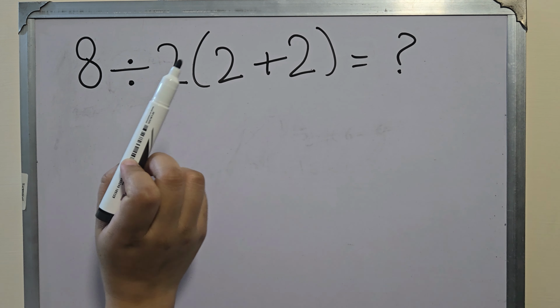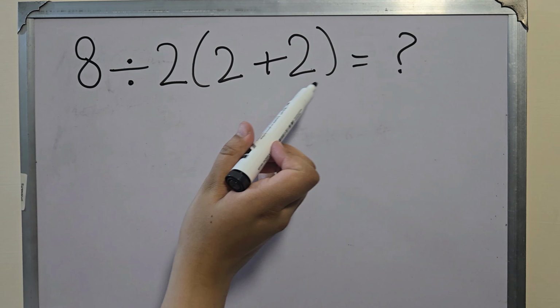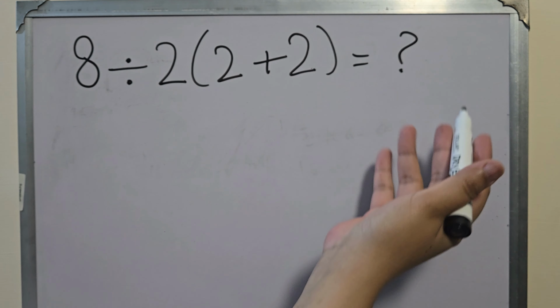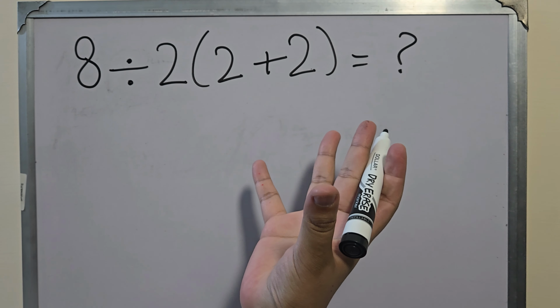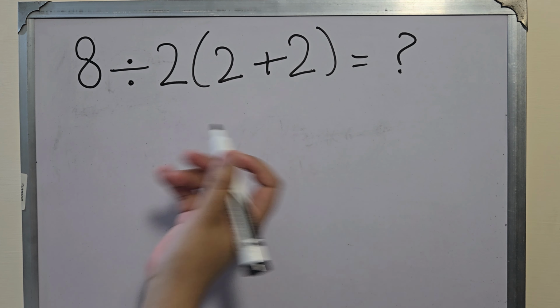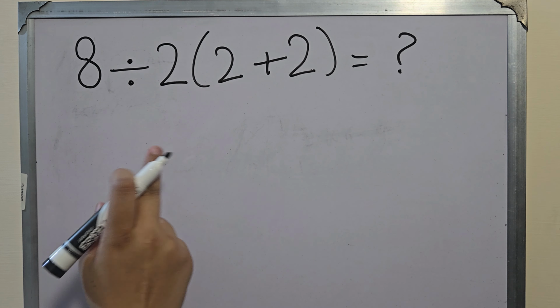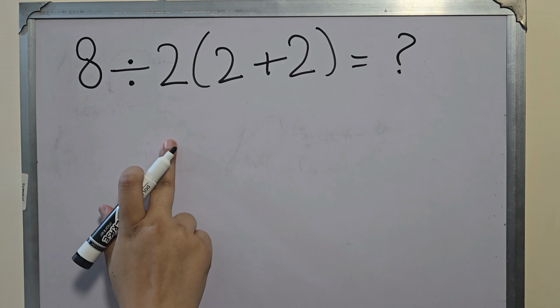Welcome back with another tricky math equation. So today we have an equation with two operators, which are division and addition. The equation is 8 divided by 2(2 + 2).